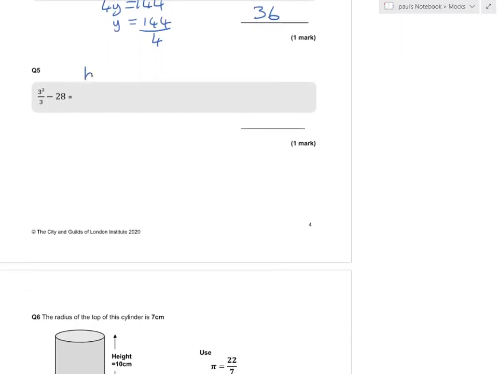Alright, so it's another sort of BIDMAS type question here. Let's do that squared first, see what happens. So that's 3 times 3, so we've got 9 over 3, take away 28. 9 divided by 3 is 3 minus 28. So that's a minus number, isn't it? Minus 25.